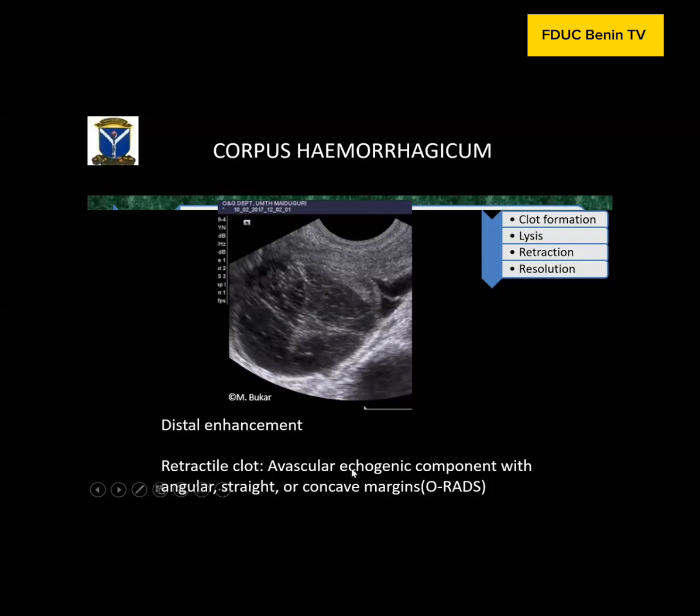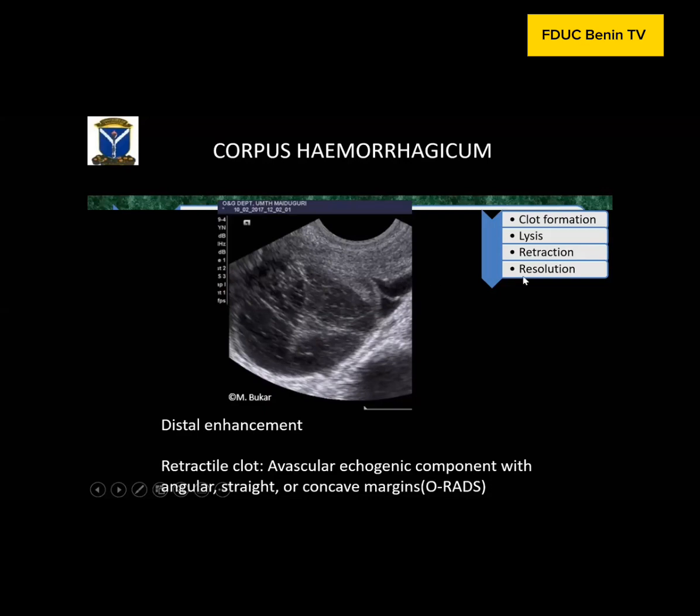O-RADS describes a retractile clot as an avascular echogenic component with angular, straight, or concave margins. If you look at this cyst, it contains some echogenic areas, some fibrin strands, and some anechoic areas. Somewhere here you can see an echogenic area. So this corpus hemorrhagicum is in the process of clot retraction.